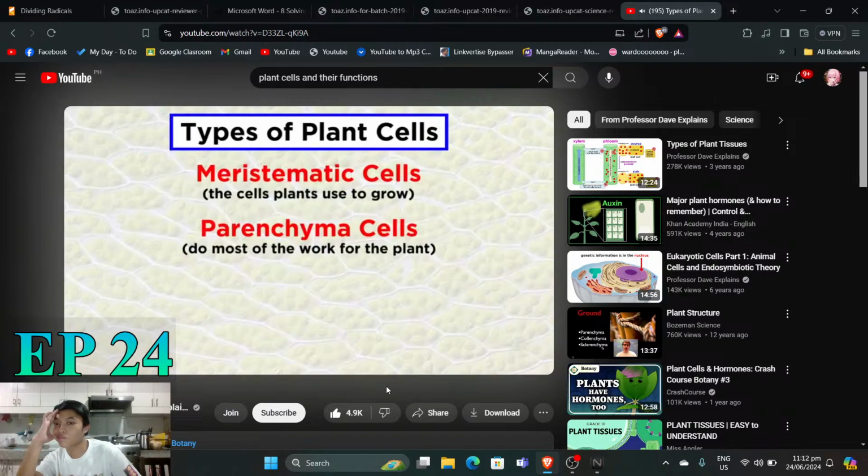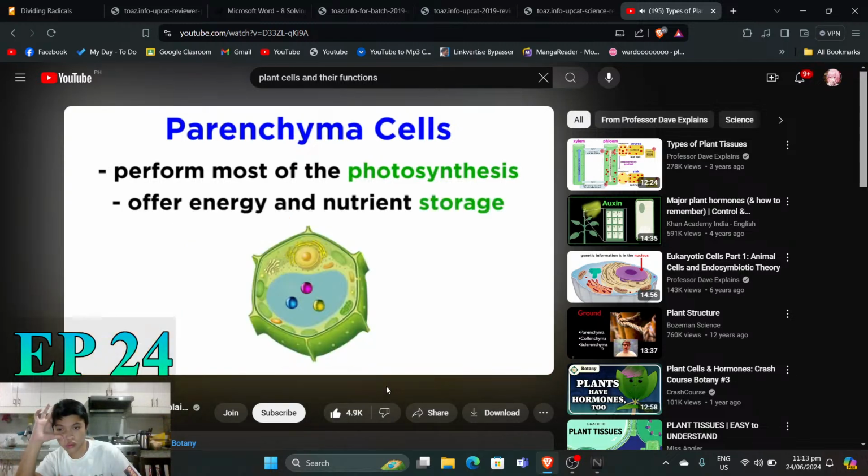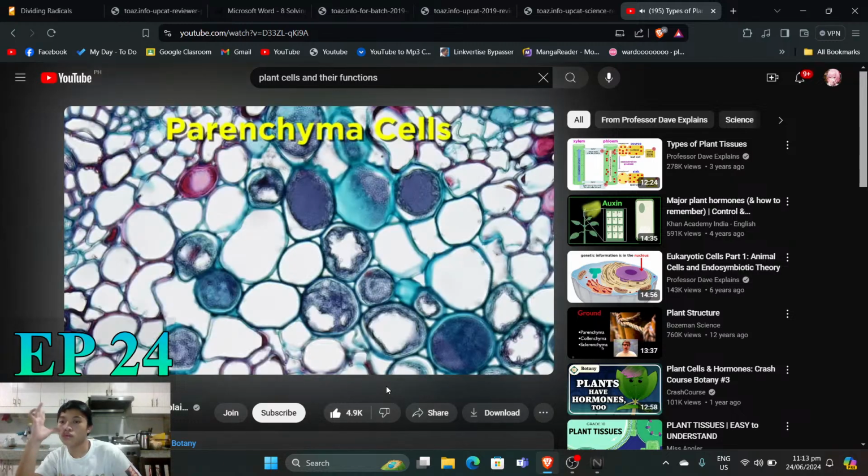The second type of plant cells, parenchyma cells, do most of the work within a plant, being that they're a sort of general use cell. Parenchyma cells are responsible for most of the photosynthesis that occurs, but they also do most of the energy and nutrient storage for the plant, as well as much of the nutrient transport. These cells have thin walls, no specialized structure, and come in a variety of shapes to support their diverse functions.